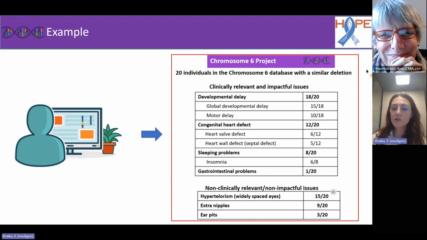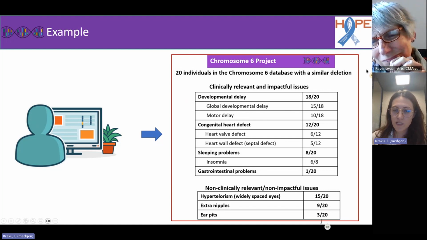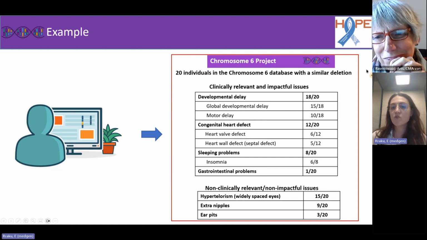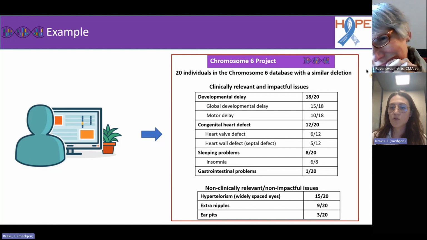So what you can see is that the clinically relevant and impactful issues are always reported, even when they're only seen in one individual. But the non-clinically relevant, non-impactful issues are only reported if they're seen in at least 10%, and 10% of 20 is 2. So anything that is seen in less than 2, so in this case just 1, would not be reported in this list.